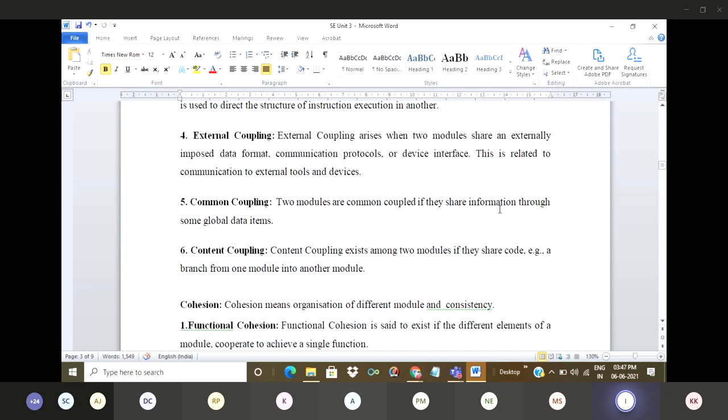Then content coupling exists among two modules if they share code. Common coupling must share information through global data items. Content coupling must share code. Example: a branch from one module into another module.